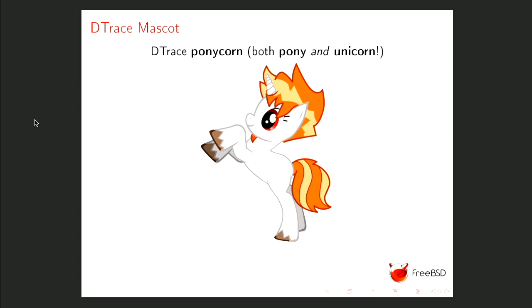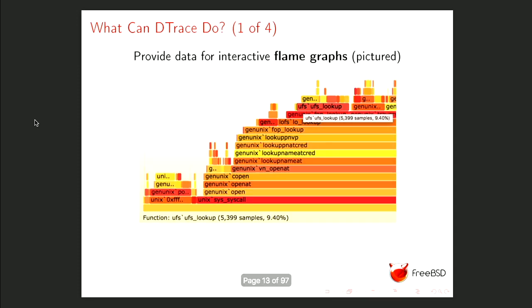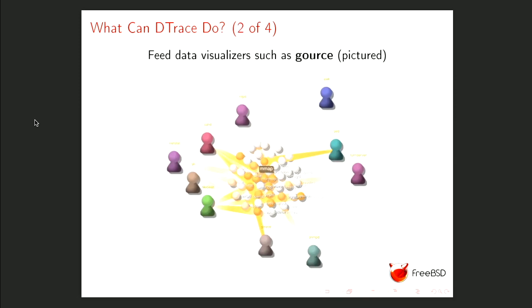So this is the mascot. DTrace solves so many problems. It's like getting a pony and a unicorn. And, well, you can do flame graphs. This is what most people think of when they think of DTrace. But I'm going to show you can do more.